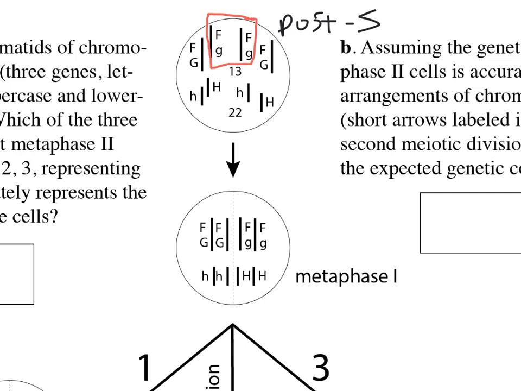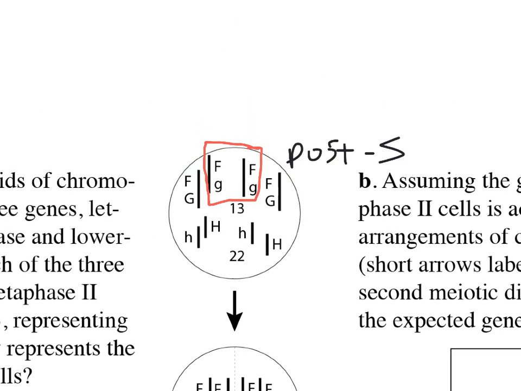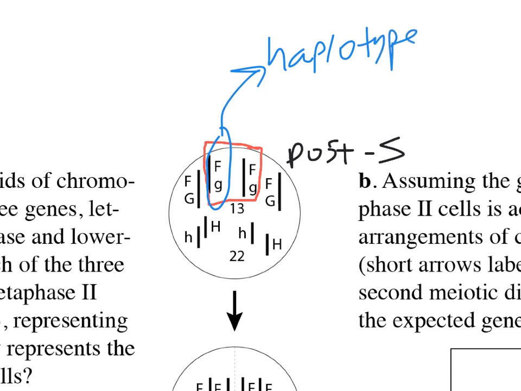They have the same alleles of the same genes, capital Fs and capital Gs. That thing that's circled now in blue, we refer to as what? That combination of alleles, 1 or more, that are on the same piece of DNA. That's a haplotype. So there are 2 different haplotypes in this cell of chromosome 13.